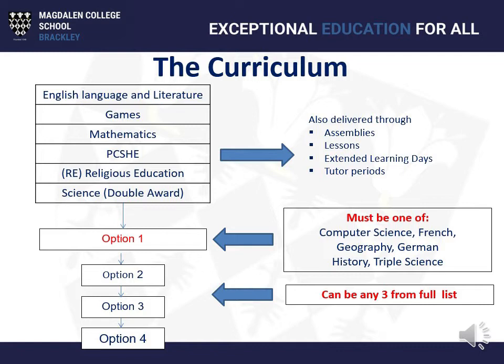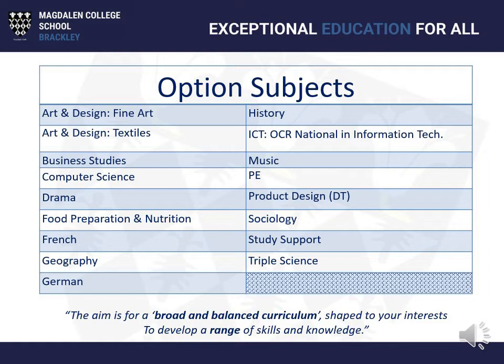Now they could, for example, study all four. They could study computer science, French, geography and German if they so choose, or they could choose just one of those and then choose three others from the full list. Now the full list is here.